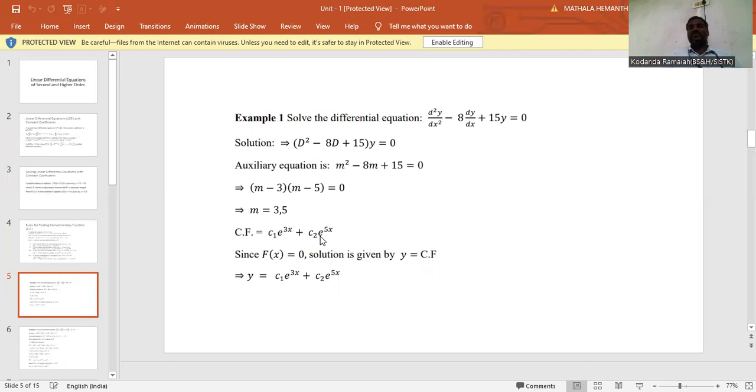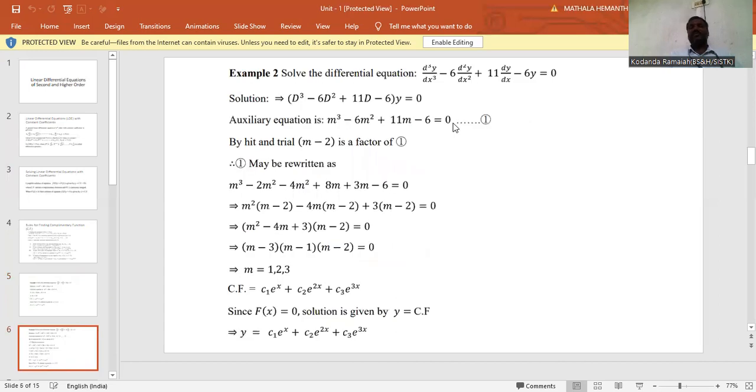So f of x equals 0 means the RHS term equals 0, so the particular integral is 0. The general solution y equals the complementary function only. Therefore, y equals c1 e power 3x plus c2 e power 5x. So this is the final general solution of the given differential equation. So one more example of that one.